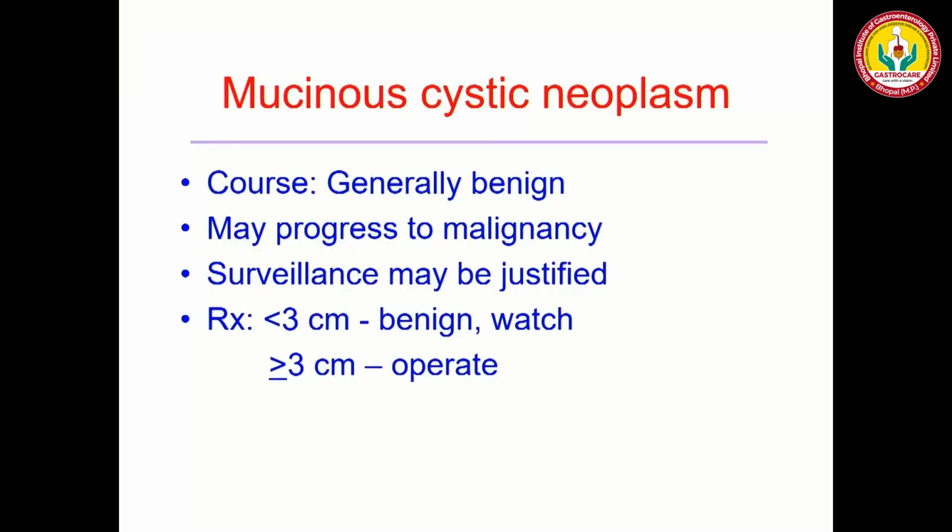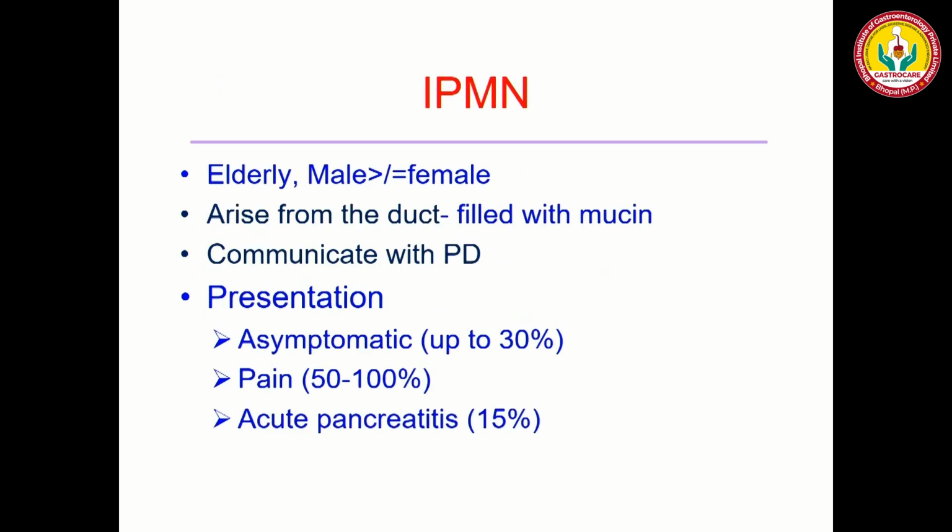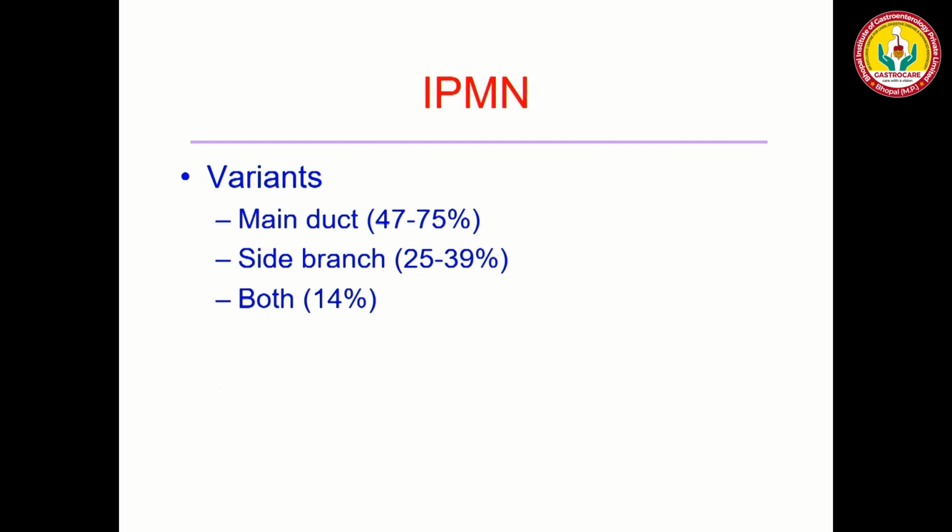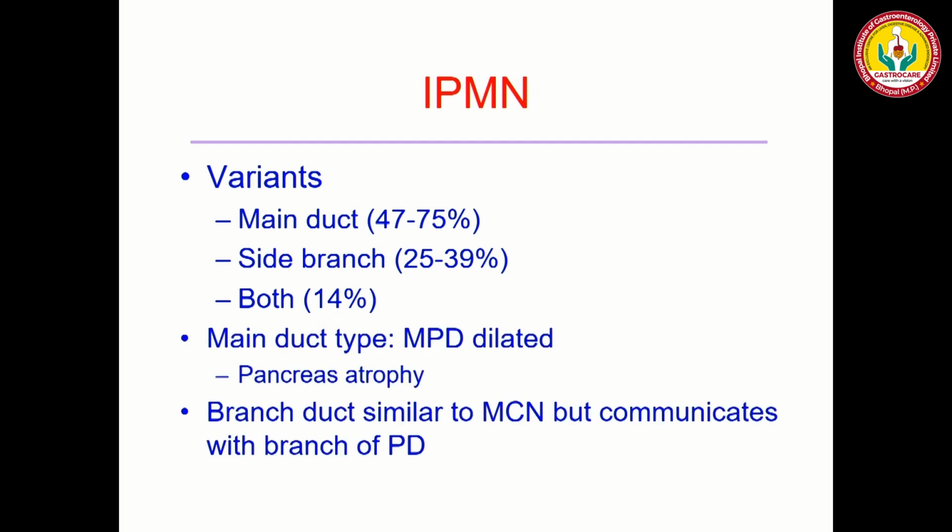Generally, they are benign, may progress to malignancy, and surveillance is justified in these patients; if less than 3 centimeters and benign, you should observe. Coming to the third type, that is IPMN, they arise from the duct filled with mucin. They communicate with the PD. That's again an important differentiating feature, and about 30% may be asymptomatic. Main duct lesions are seen in 47 to 75%. They are usually symptomatic. Side branch IPMN are generally asymptomatic, seen in about 25 to 39%. The duct is dilated in main duct IPMN, and that is what differentiates between the two tumors.